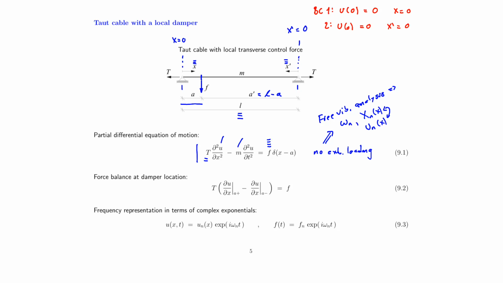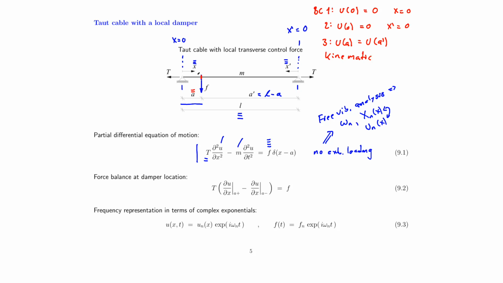Then we have 2 conditions at the damper location, relating the left part of the cable to the right part of the cable. The third equation says that for the left part, u of a, that's the displacement at damper position when x is equal to a, should be equal to the displacement u from the right hand side, where x prime is equal to a prime. So those are the first 3 boundary conditions, and they are all kinematic.